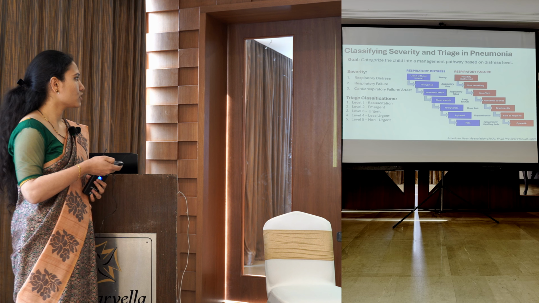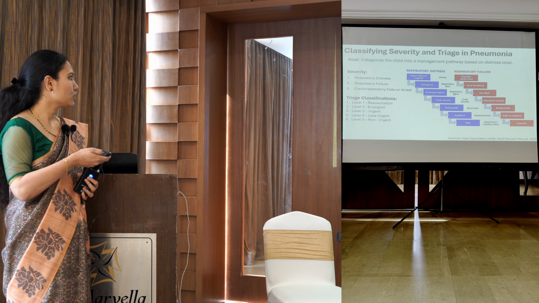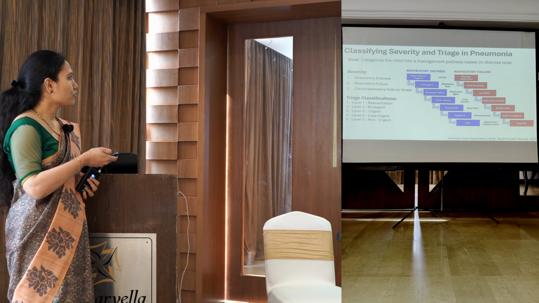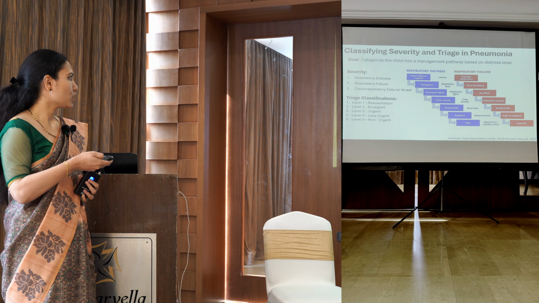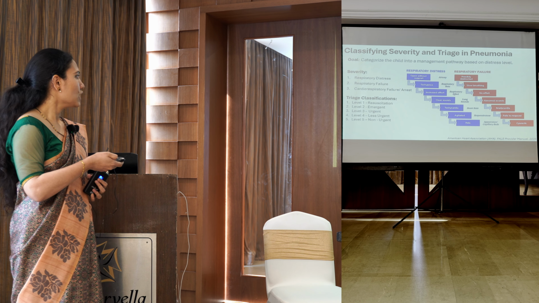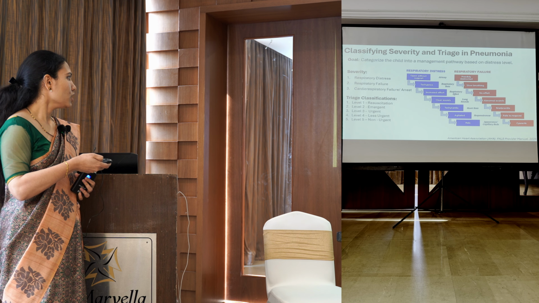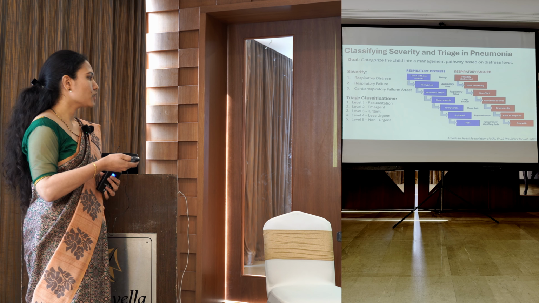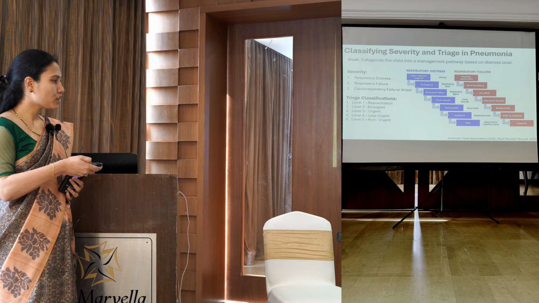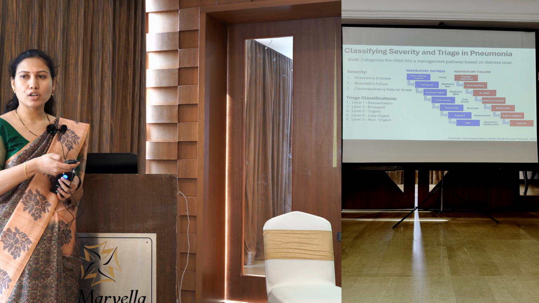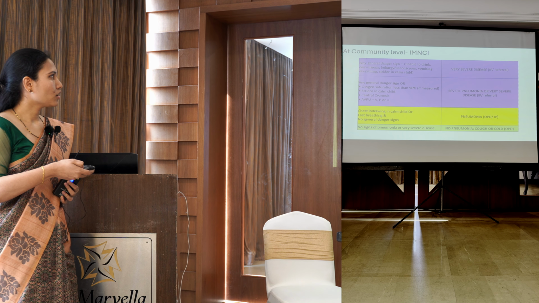Level 1 is resuscitation. Usually the respiratory failure child will come for level 1 resuscitation, and sometimes even respiratory distress progressing to failure. Level 2 is emergent, with respiratory distress. Level 3 is urgent, only with tachypnea and chest indrawing. Level 4 is less urgent, maybe only cough and cold along with fever. And level 5 is non-urgent, only cough without any other symptoms. So this is at the hospital level.